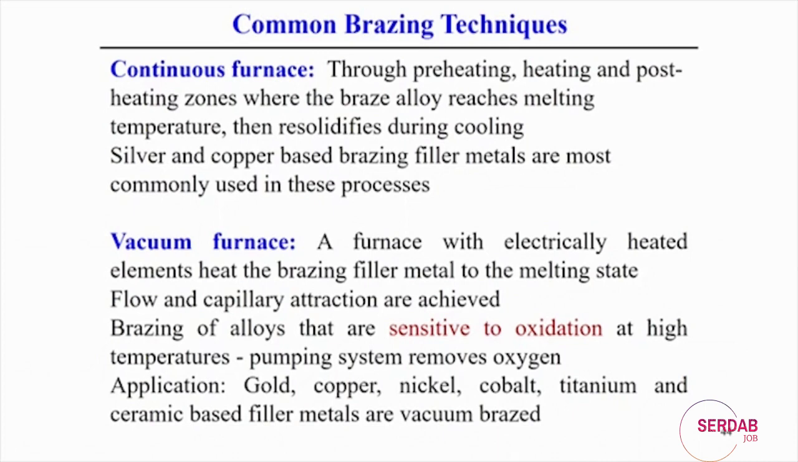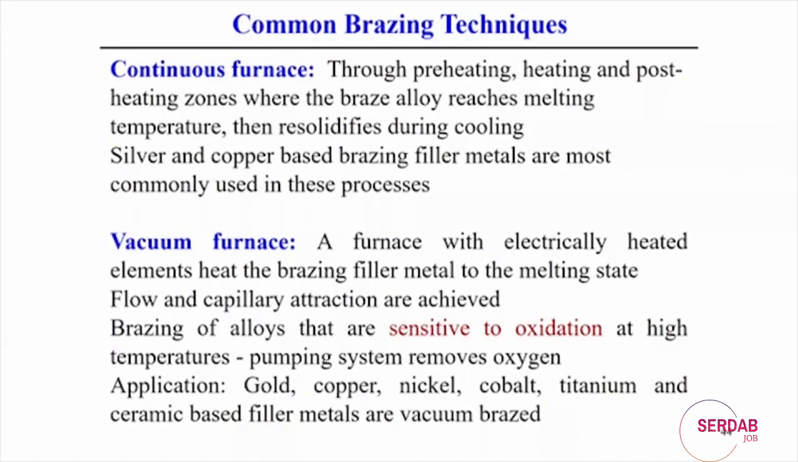Another type of brazing technique is the vacuum furnace. We use the vacuum furnace also for the brazing process. In this case, a furnace with electrically heated elements, which is part of the furnace, generally operates under vacuum. The flowability of the liquid braze alloy and capillary attraction are also achieved when you do brazing in vacuum furnaces.